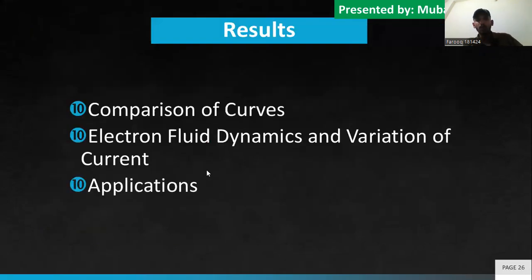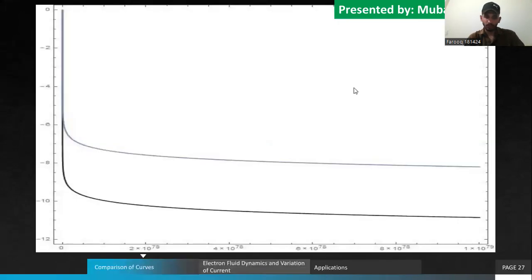So now moving towards the results. In the results there are three things. First one is comparison of the curves. Firstly, we have to compare the curves with each other. Then electron fluid dynamics and variation of current. Then applications. So for comparing the curves, we are seeing here that the comparison is done between the fully spin polarized case and the spin unpolarized case, not for the low density limit.